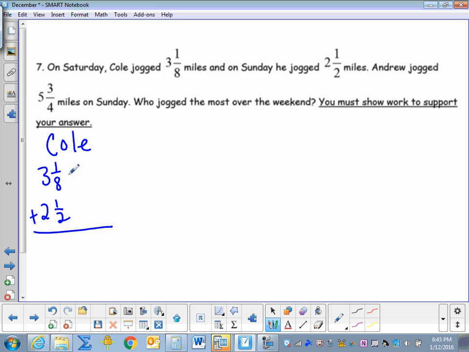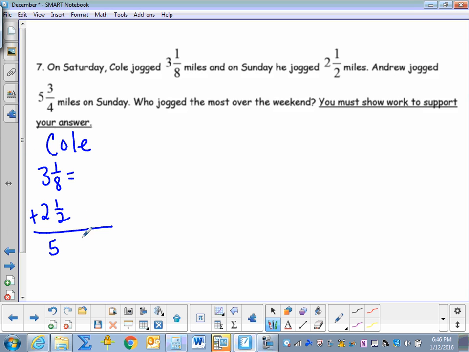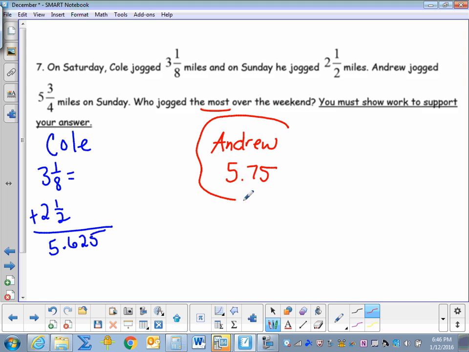So let's convert this. We'll say 3 plus 2 is 5. What's the decimal equivalent for 1/8? It's 0.125. And then we'll add 0.5 to that. And that'll give me 0.625. And then Andrew jogged 5 3/4, which we know is 7.5. So who jogged the most over the weekend? Andrew.